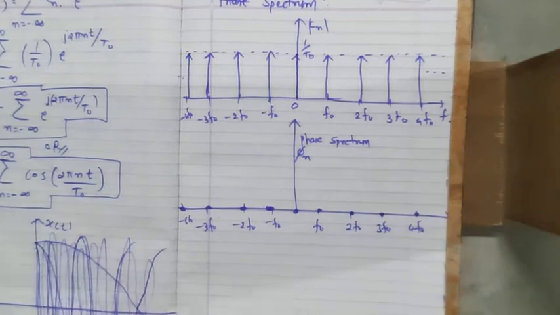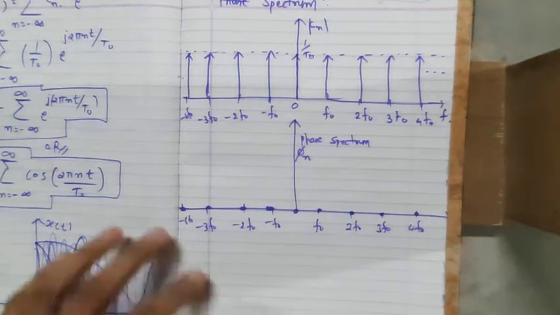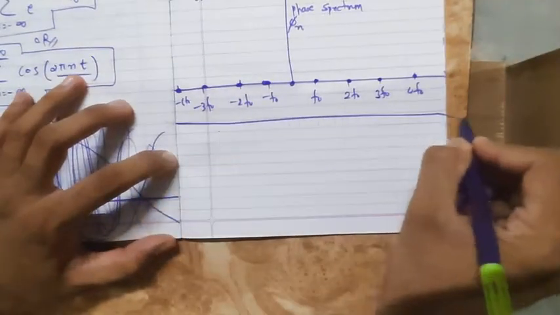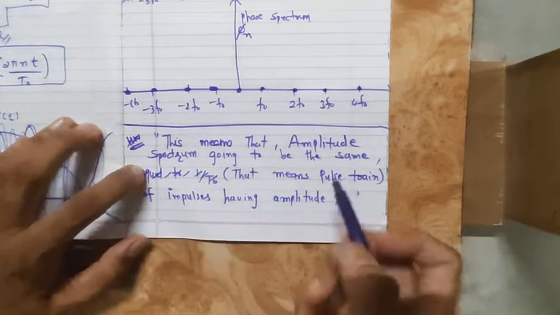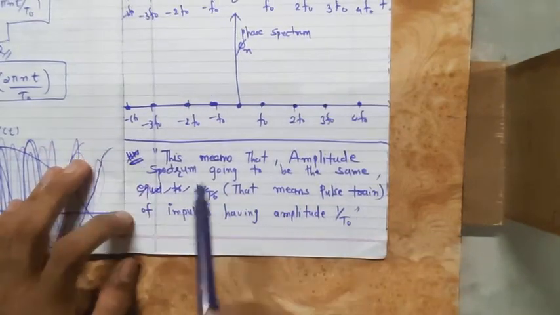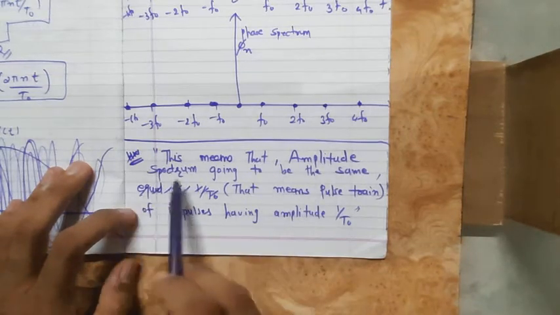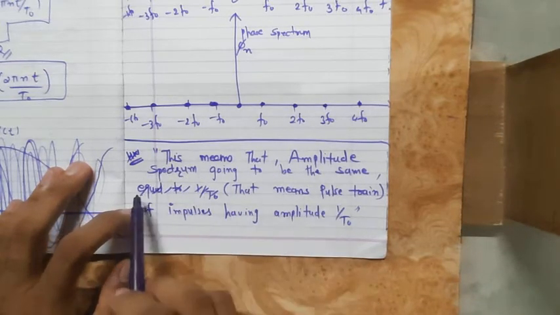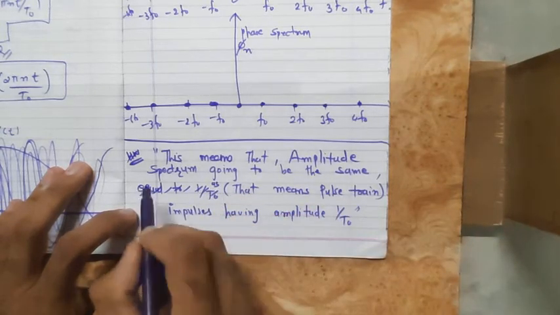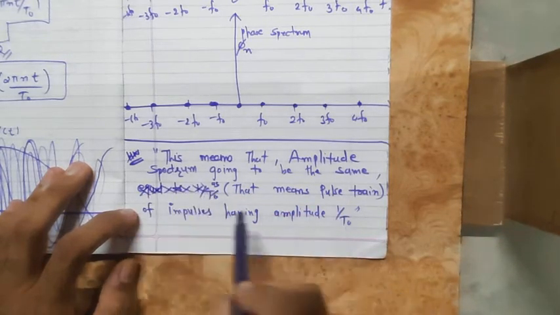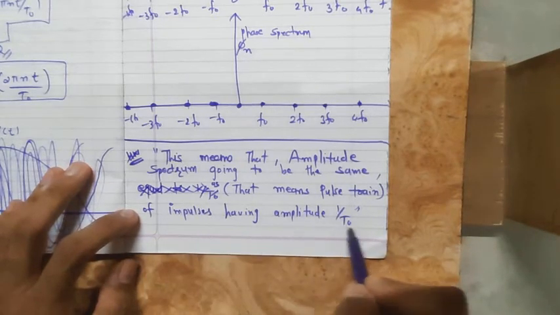So this is the key and important part of our lecture. All right, and now I'm going to give you one homework example. Okay, so I just write down the conclusion of this example, that this means that the amplitude spectrum is going to be the same as the pulse train of the impulse having amplitude 1/T0.